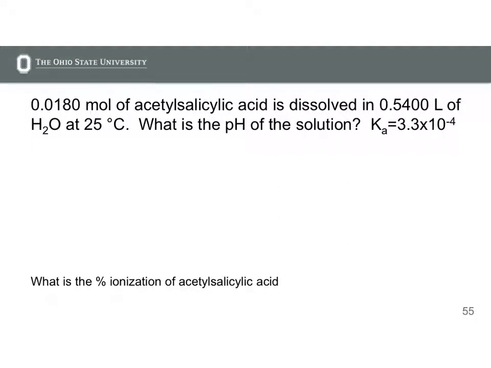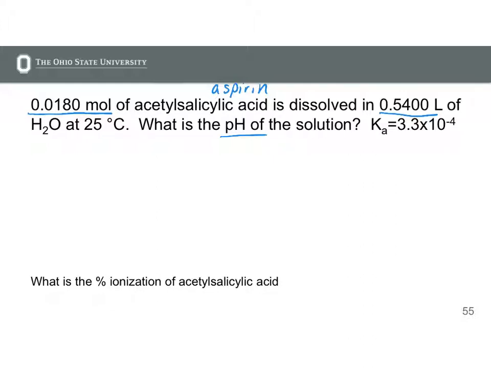This is a problem where we're going to determine the pH of a weak acid solution. So we're going to take 0.0180 moles of acetylsalicylic acid, or aspirin, and put that in 0.54 liters of water at 25 degrees Celsius. And we want to determine first the pH of the solution.